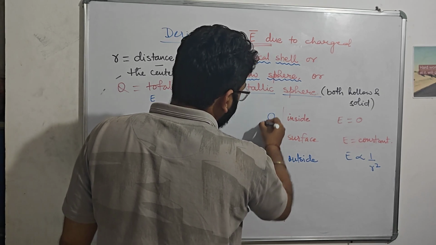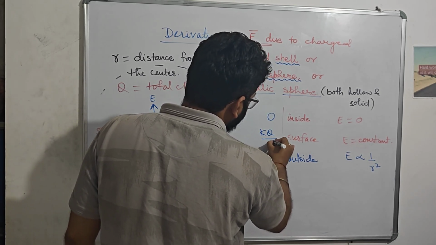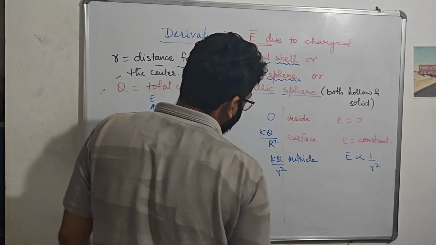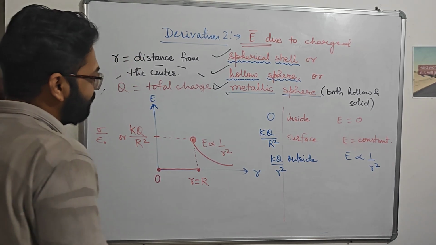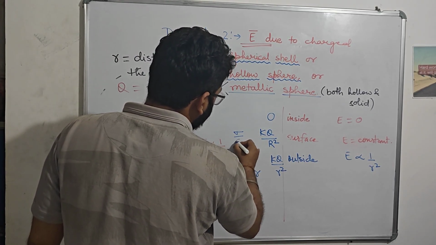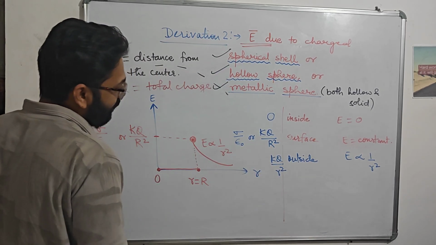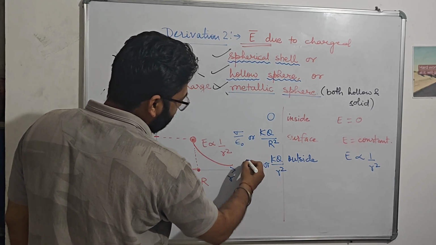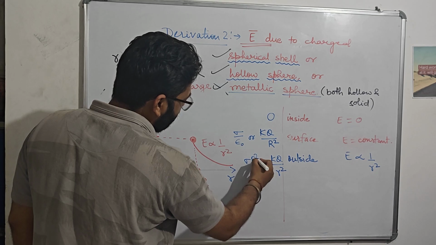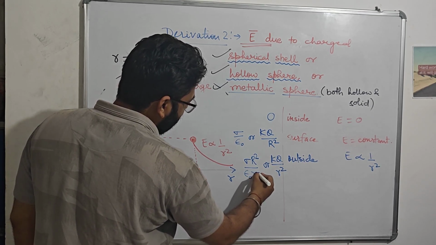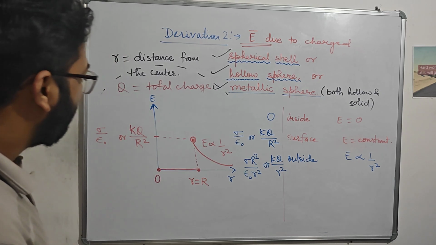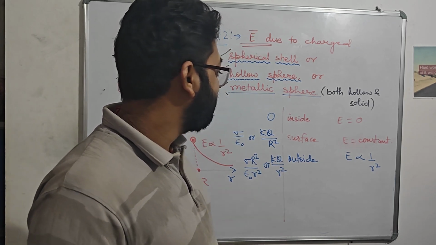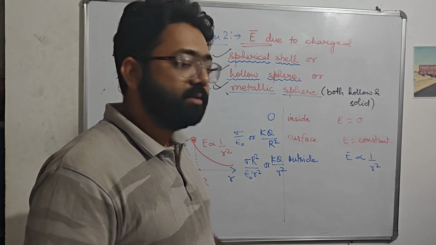Putting the values, I am writing here: kq upon small r square, in terms of small r, or in terms of capital R like this, or you can write here sigma by epsilon naught. And here, obviously, you can write sigma capital R square upon epsilon naught small r square. So try to remember it this way. That's all for the second derivation. Simply we'll discuss derivation number 3.